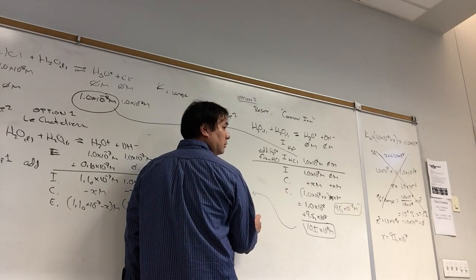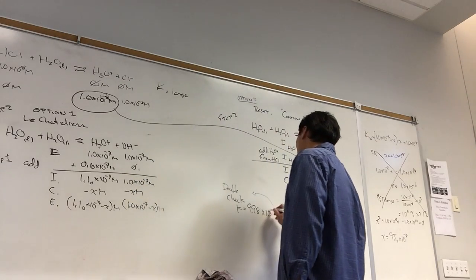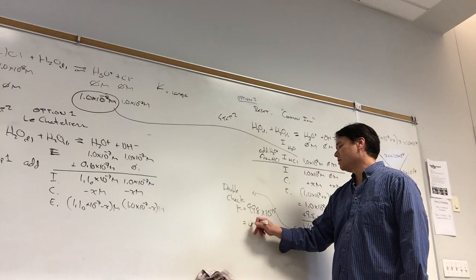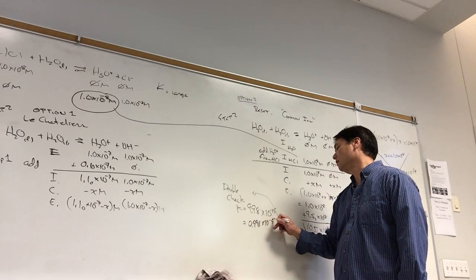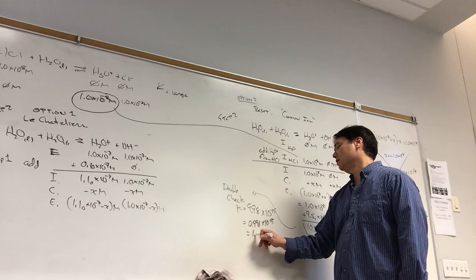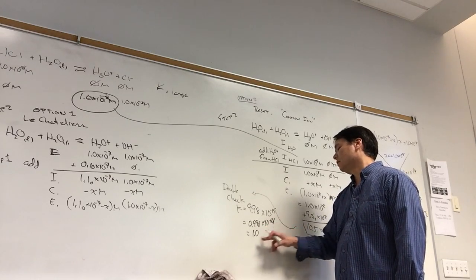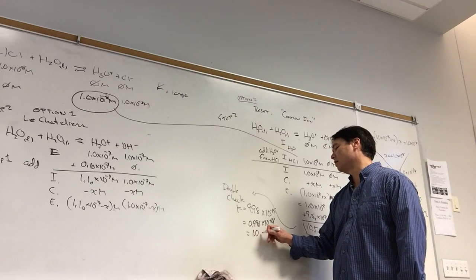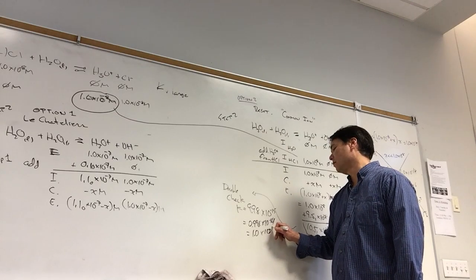What did you get? 9.98 times 10 to the negative 15, which will just move the decimal. This is going to be 0.998 times 10 to the negative 15, which is 1.0 when we drop that 8, times 10 to the negative 14. It works.